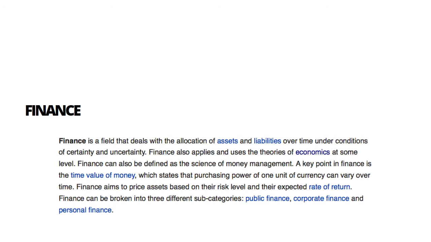We turn now to finance. According to this definition, finance is the field that deals with the allocation of assets and liabilities over time under conditions of certainty and uncertainty. Finance also applies and uses the theories of economics at some level. Finance can be defined as the science of money management, and a key point in finance is the time value of money. Finance aims to price assets based on their risk level and their expected rate of return.